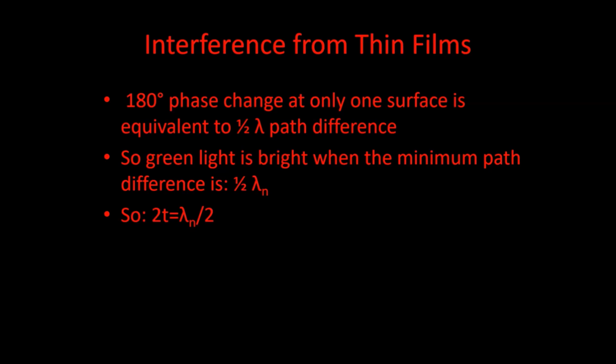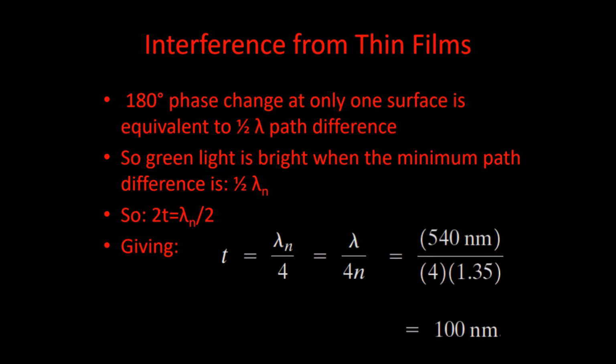So twice the thickness here is lambda n over 2. This means the thickness is the wavelength inside the film, lambda n, over 4. That's 2t equals lambda over 2n. This gives us lambda over 4n. Substituting in now, we can say 540 nanometers over 4 times 1.35 will give us a thickness of 100 nanometers. This result essentially could be used straight out. Here we're looking at a simplification of that.